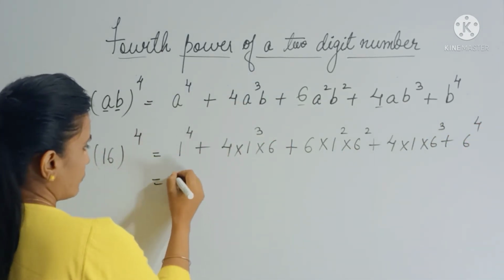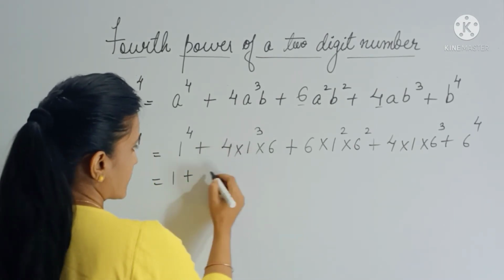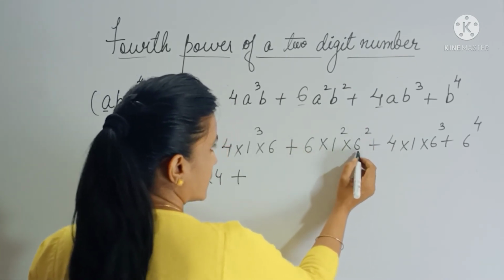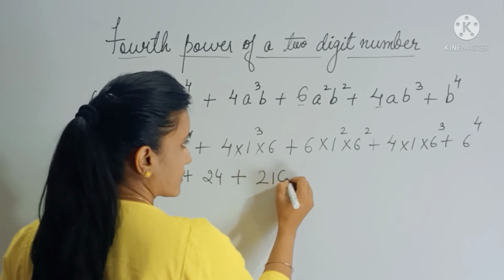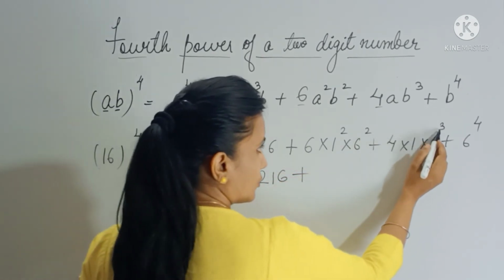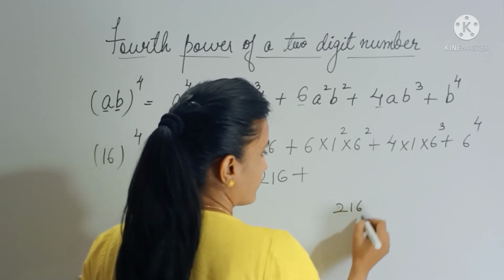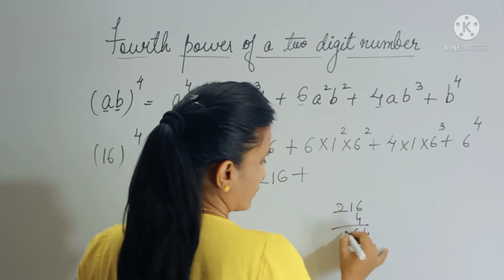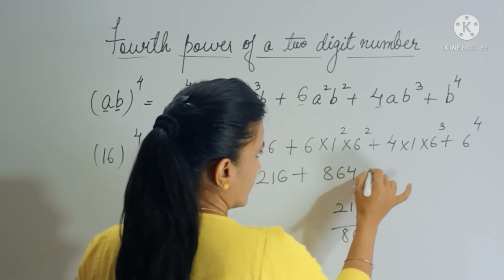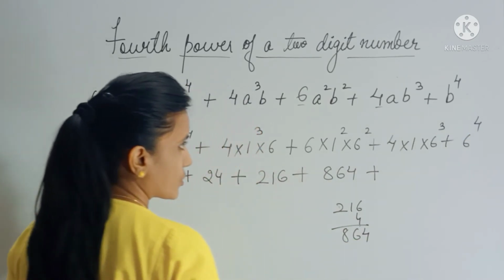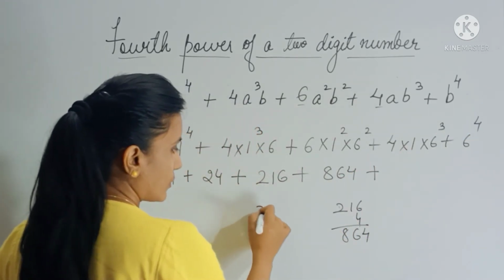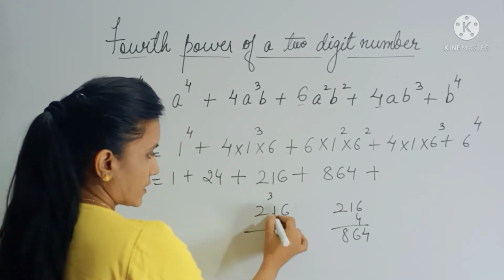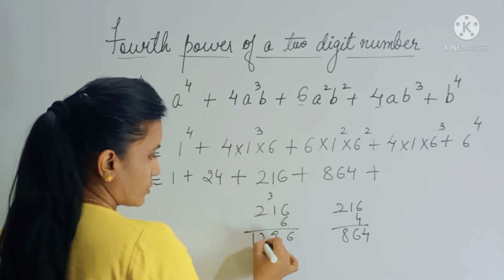Now 1 power 4 is 1, and here 4 6s are 24. Here 6 square is 36. 36 multiplies 6 is 216. Here 6 cube is 216. 216 multiplied by 4 gives you 4 6s are 24, 4 1s are 4, 5, 6, 2 4s are 8, so 864. And 6 power 4 is how much? We know that 6 cube is 216, right? Multiply this with 6: 6 6s are 36, 6 1s are 6, 7, 8, 9, 2 6s are 12, so 1296.